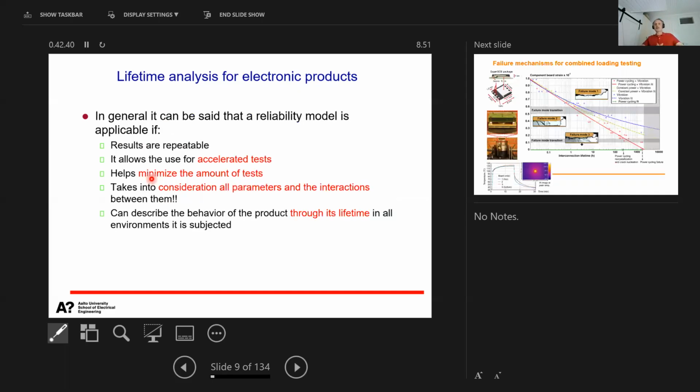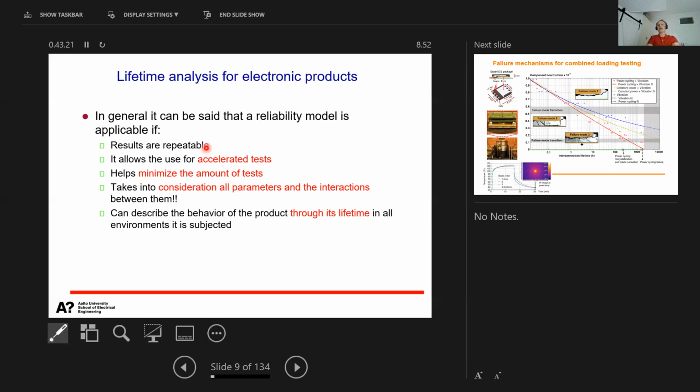So this is kind of to conclude, if we would like to have a reliability model, what it should have. So this is now the wish list for the model. Results are repeatable. Of course, that is quite obvious that if I'm doing the calculation, then the results should be the same as you are doing the calculation. If I'm doing the calculation today, or if I'm doing the calculation next week, I should get the same outcome. So when we are talking about mathematical models, then typically this is okay. The second bullet, which I have highlighted here, is it allows the use of accelerated tests.